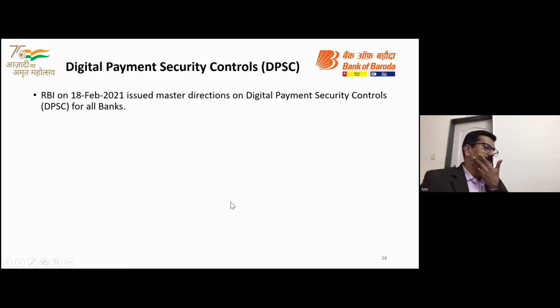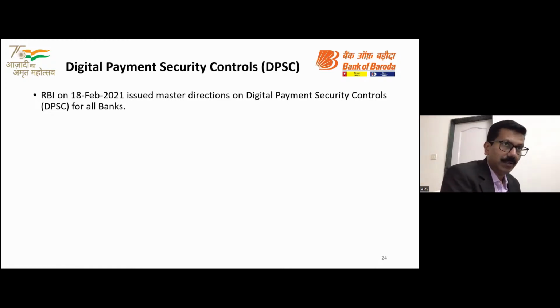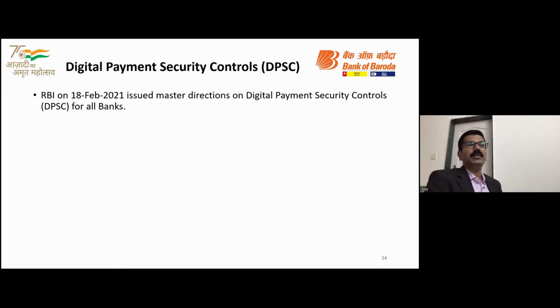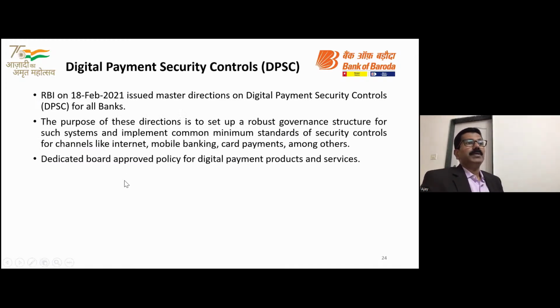In addition to this cybersecurity framework, RBI came up with another one, the Digital Payment Security Control. On February 18, 2021, RBI came up with a master direction, Digital Payment Security Controls, for all the banks. The purpose of this direction is to set up a robust governance structure and implement a common minimum standard of security for channels like internet, mobile banking, card payment, and others.